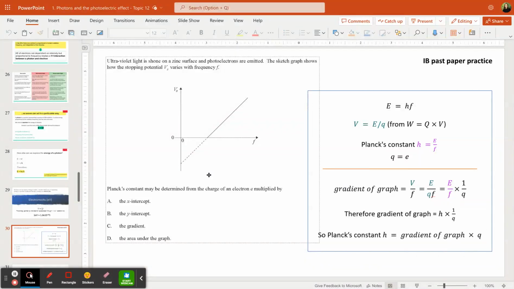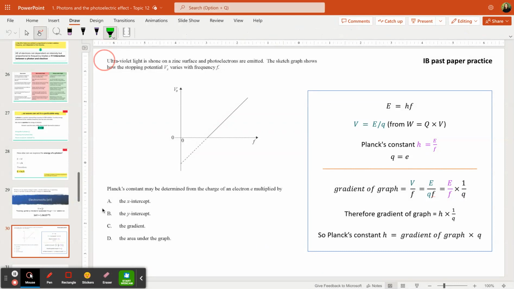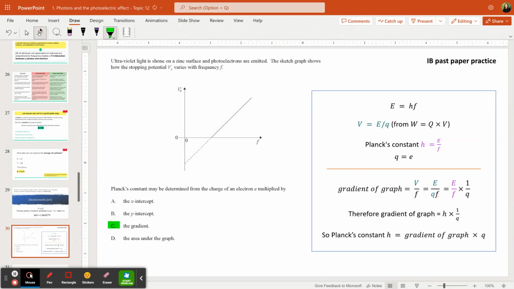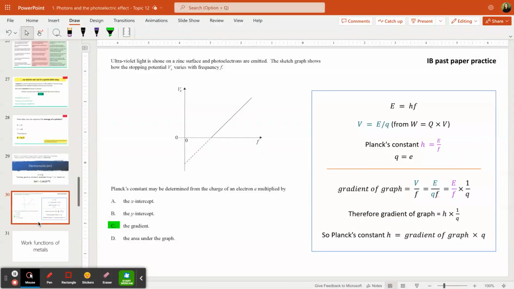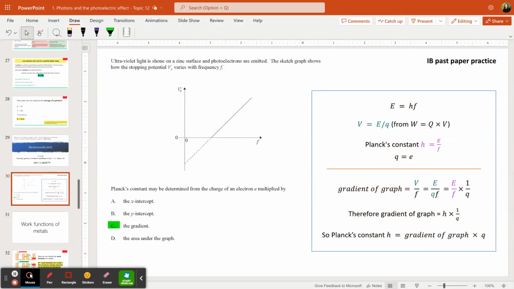And so, because the question says Planck's constant may be determined by the charge multiplied by, I know that the answer is the gradient of the graph. And so the answer to this question is C. Okay, take some time with that one. Okay, pause at that point.